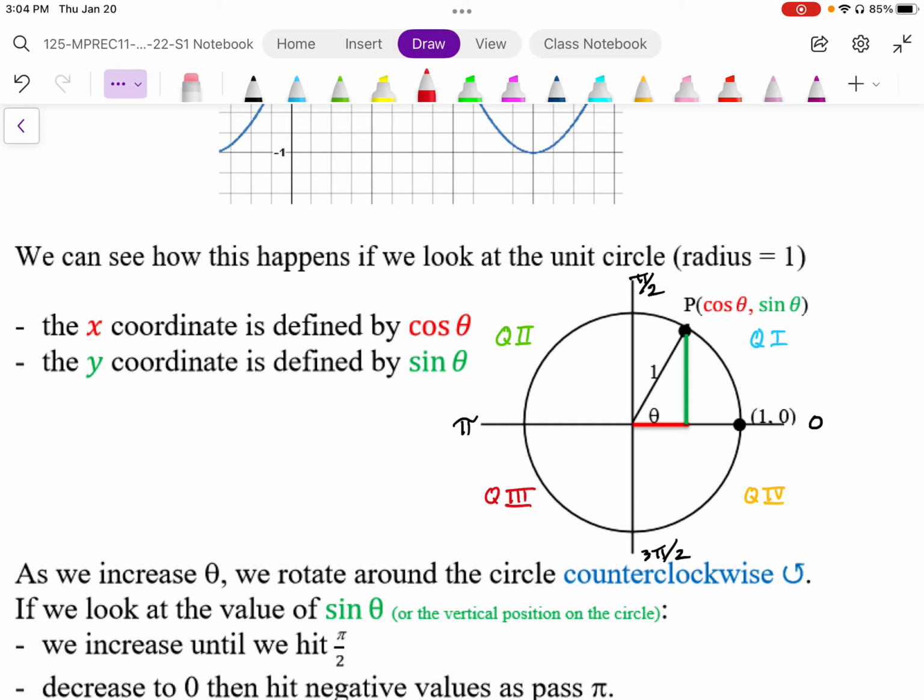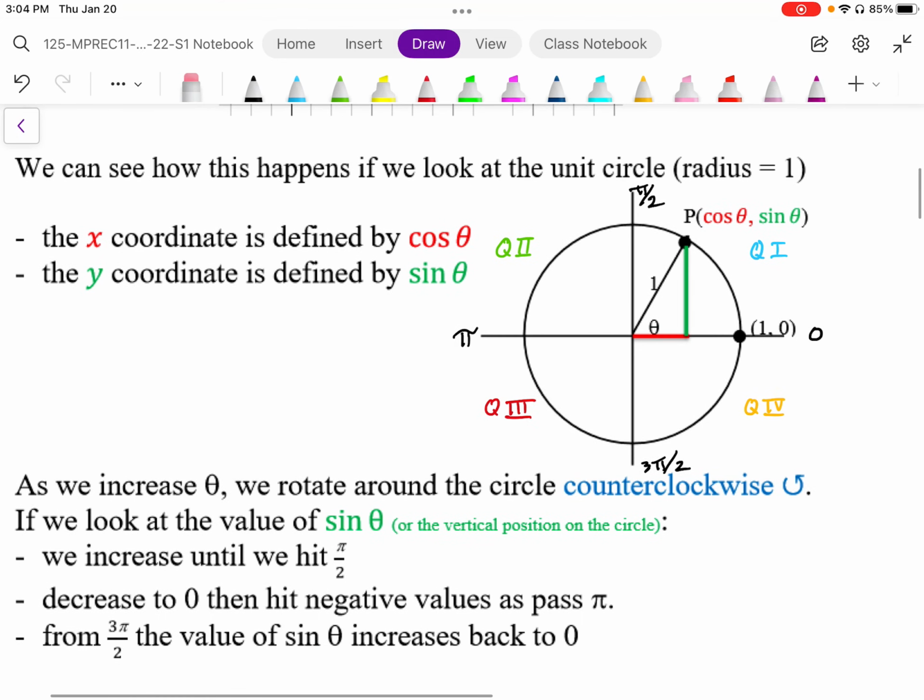So here we have our positioning. This sine position is going to be the y-coordinate. This cos position is going to be the x-coordinate. So we can see the length x here and the length y here. And we have our four quadrants, quadrant 1, 2, 3, and 4, and they are separated by 90 degrees or pi over 2.